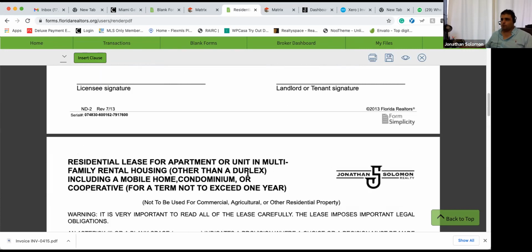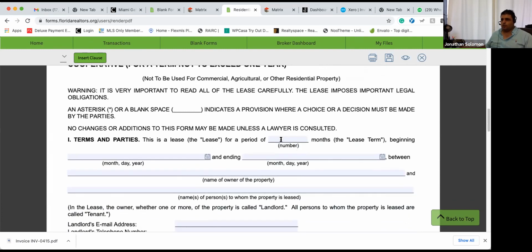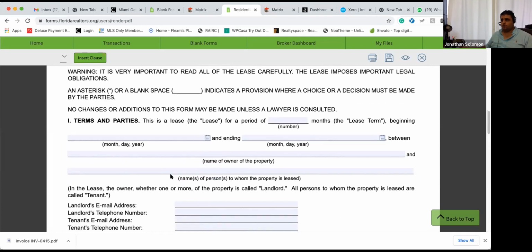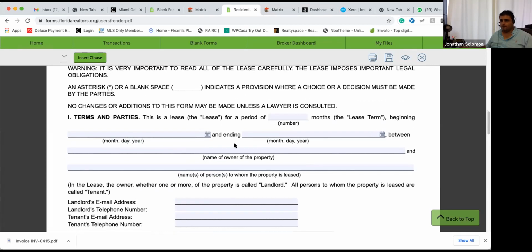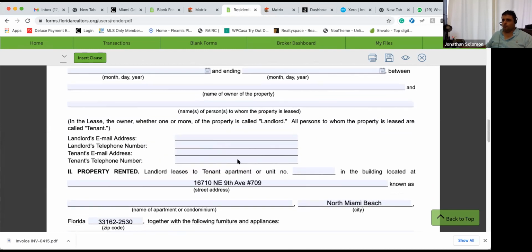So that's very important to have both the parties sign this document. The next section is, of course, the number of months that the lease is going to be effective for, the date where it's going to be effective, and the end date. Every contract in Florida must have a beginning and end. And that's true for the contract to lease, for listing agreement, any contract.